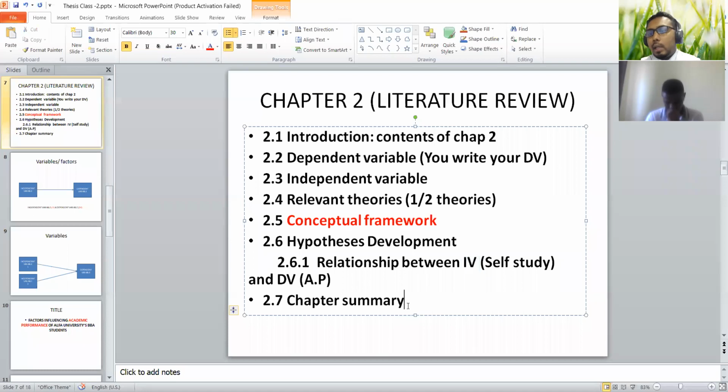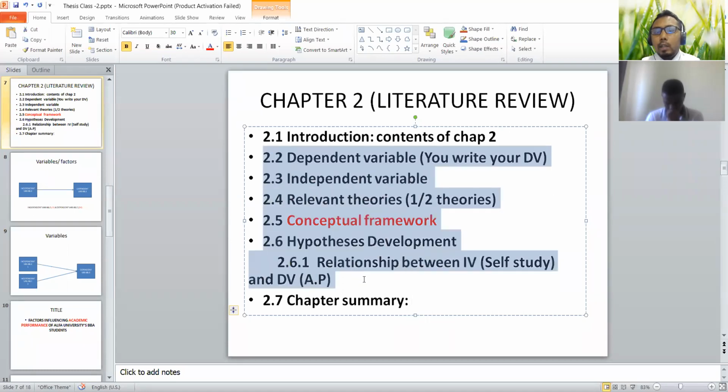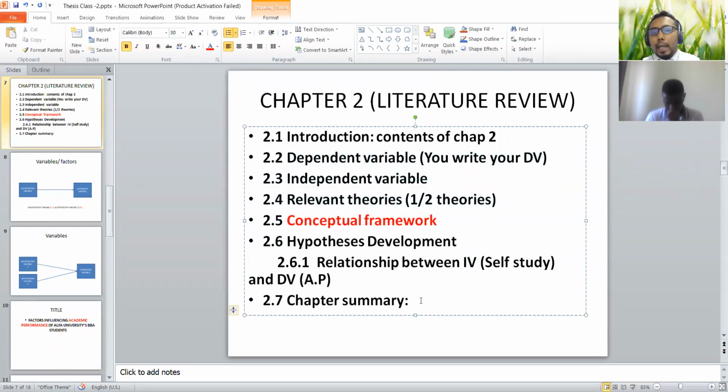Then give the chapter summary. In the chapter summary, what do you write down? You write down what contents you have covered so far. You write down that this theory I use, I drew a framework, and I gave the hypothesis development section. So you just write down that. That is chapter 2 complete.